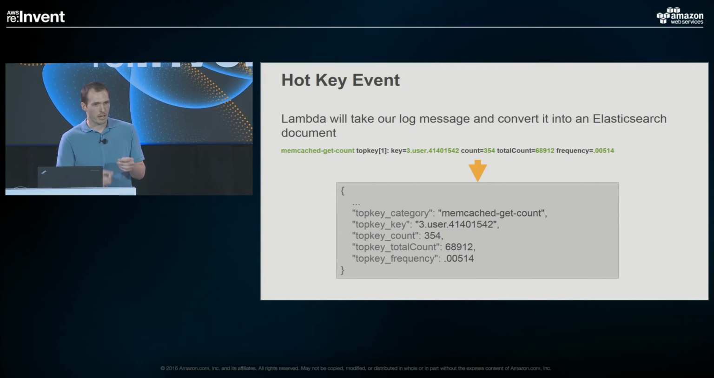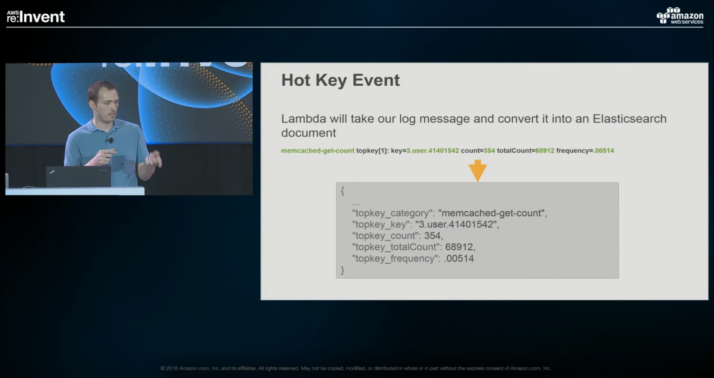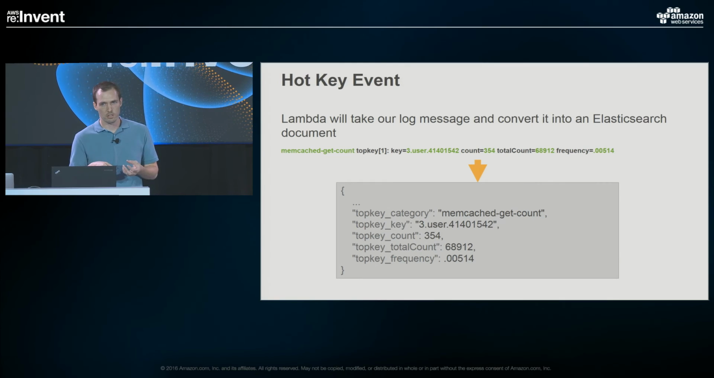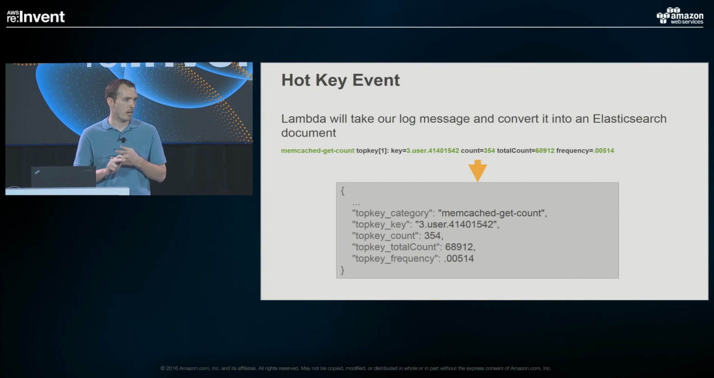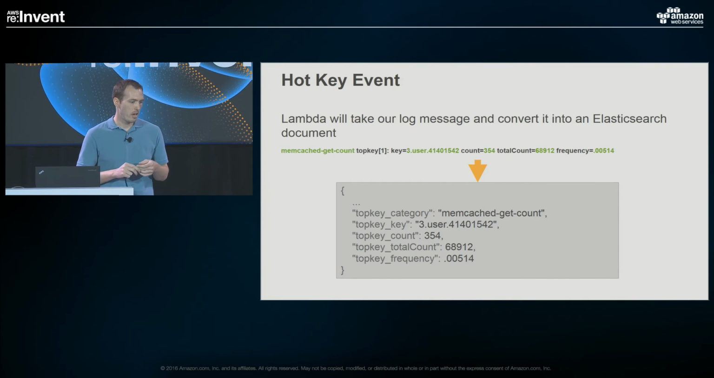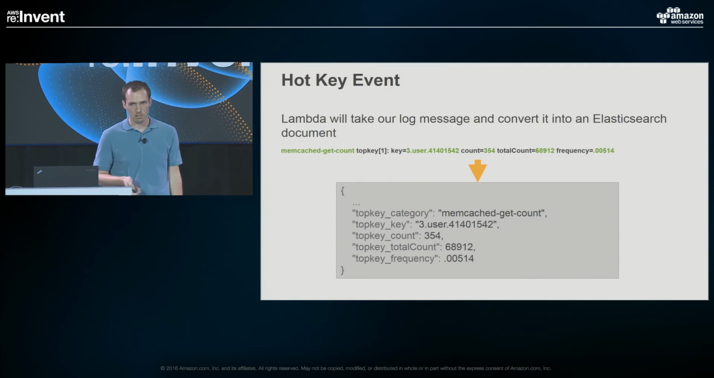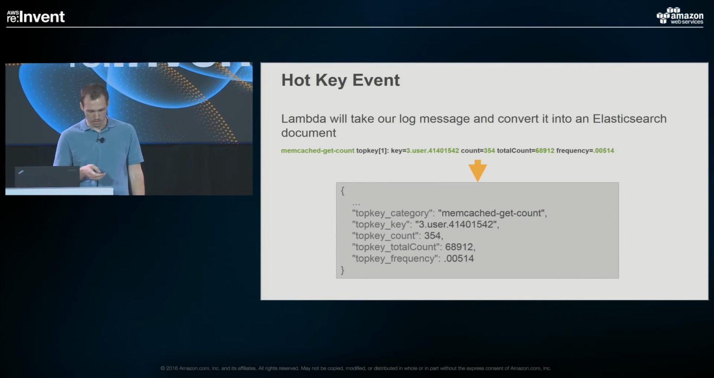In there we have a category of what the hotkey thing is that we're tracking. In this case, it's gets on memcached. Then we have the key, and we have the estimate of how many times that key was encountered. The total count is the total count for the category for all keys, and the frequency is the ratio of those two numbers.